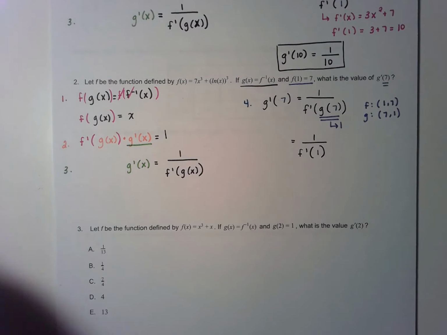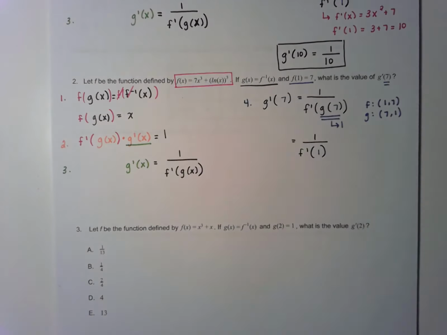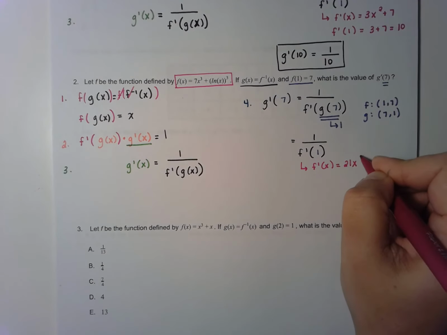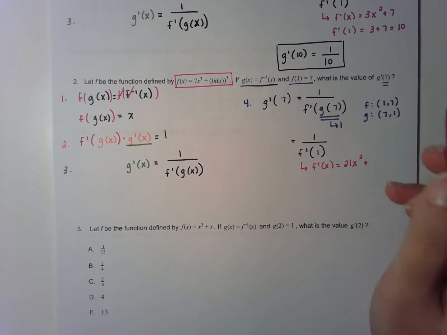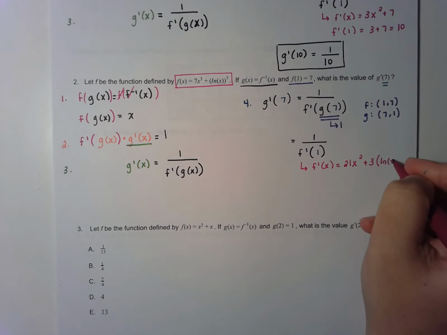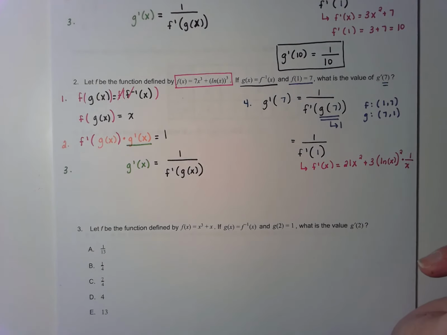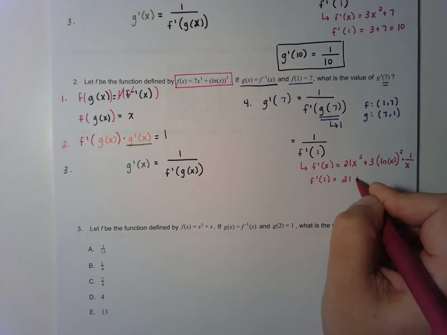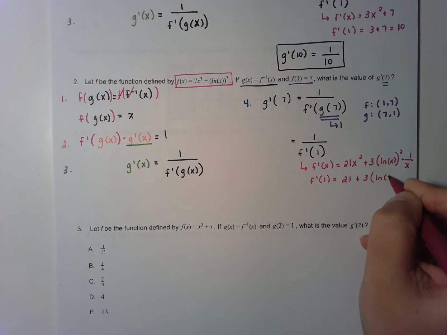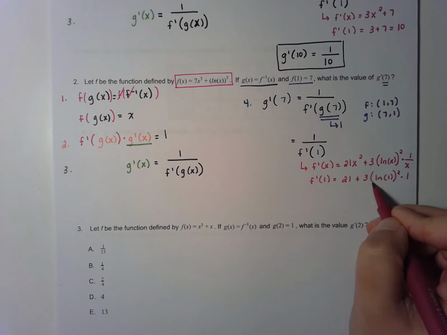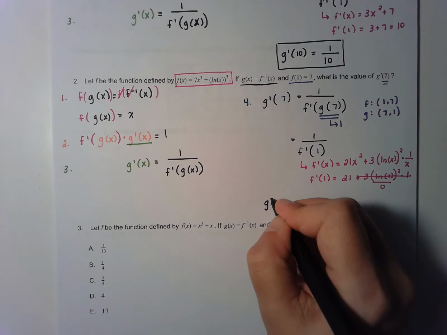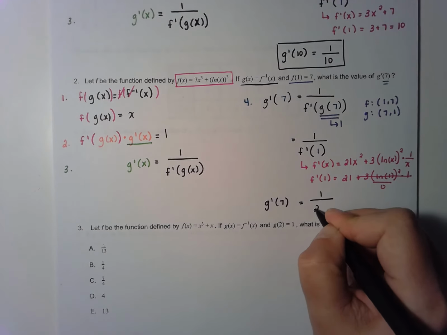Now, again, I have an equation for f, so I can go ahead and find the derivative. So f prime of x is equal to 21x squared plus, and I'm going to need to use chain rule for this part, I'm going to drop the 3, leave the natural log alone, squared, times the derivative of natural log, which would just be 1 over the stuff, which is just x. Now I'm going to substitute in the number 1, which means I have 21 plus 3 times the natural log of 1 squared times 1. The natural log of 1 is 0, so my answer is just 21, which means the final answer here would be that g prime of 7 is equal to 1 over 21.